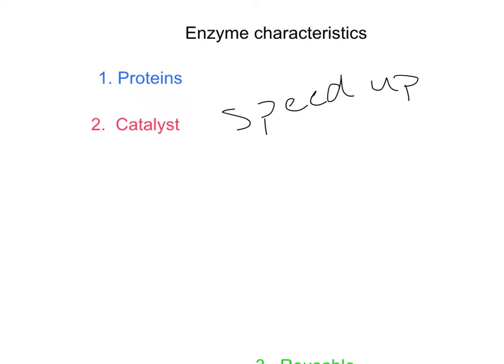And a catalyst is going to be anything that speeds up a chemical reaction. So enzymes are catalysts. That's what they do. They speed up chemical reactions.